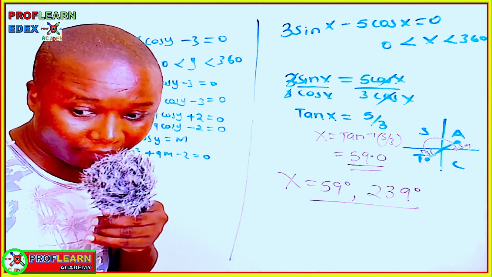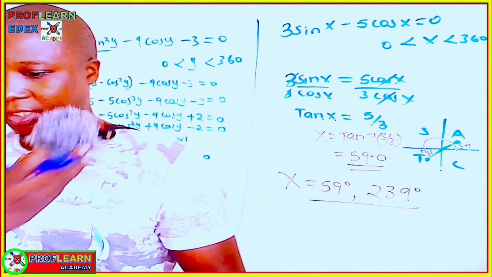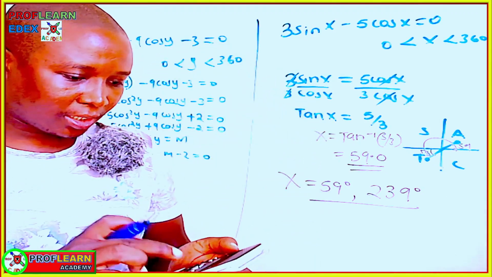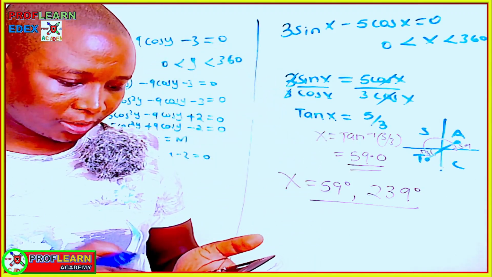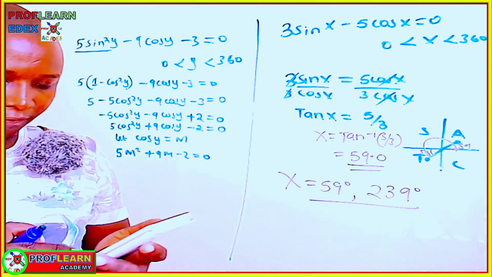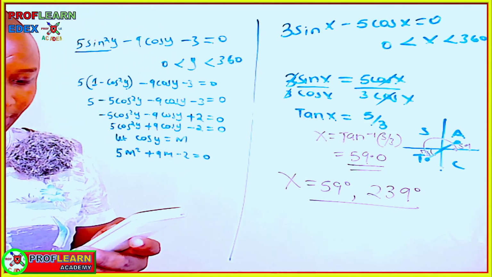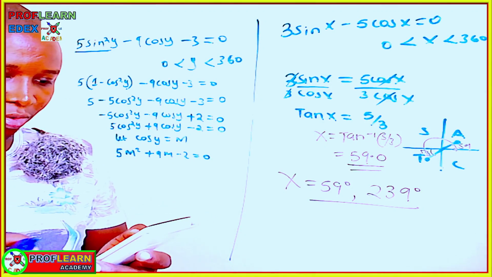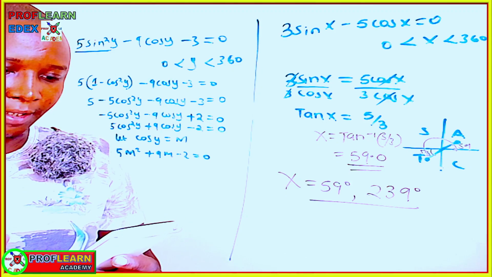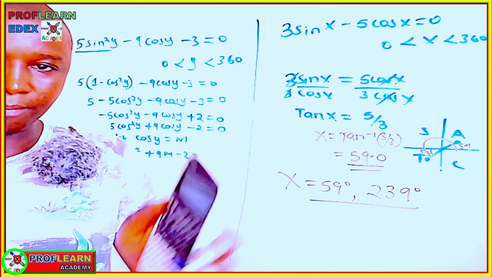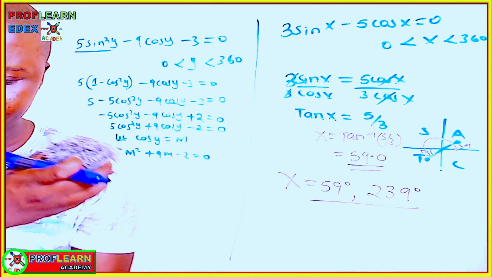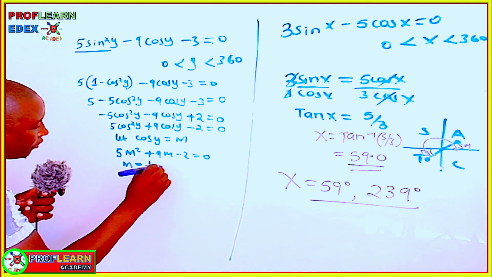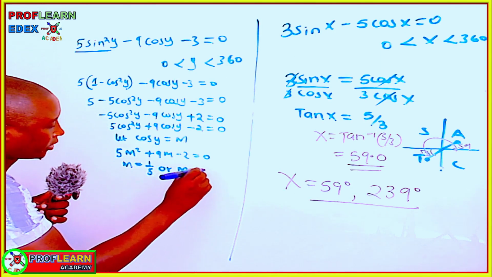Now, once you have this, you can solve this quadratic equation that we have here. You can use your calculator to get the solution of that quadratic. I'll enter 5 for A, I'll enter 9 for B, and I'll enter negative 2 for C. So m is going to be 1 over 5, or m is going to be negative 2.